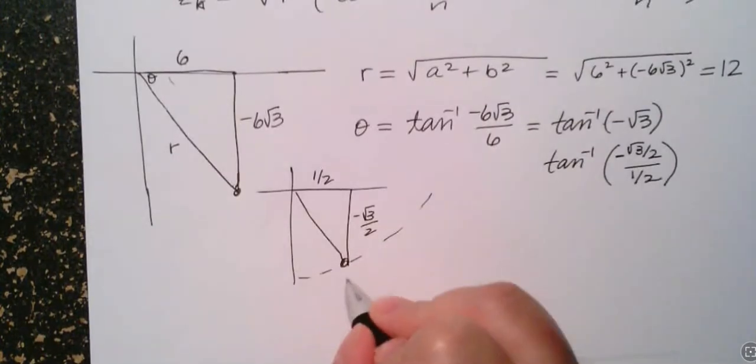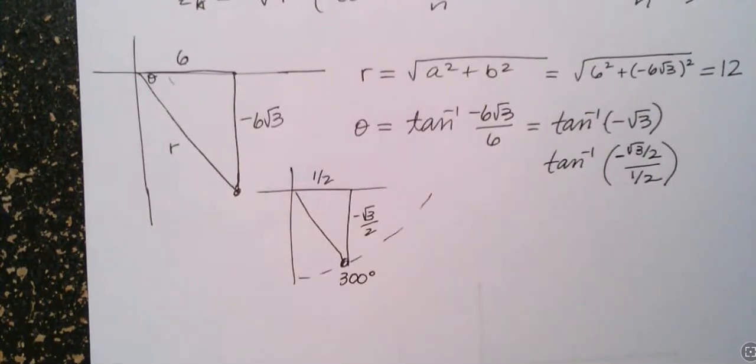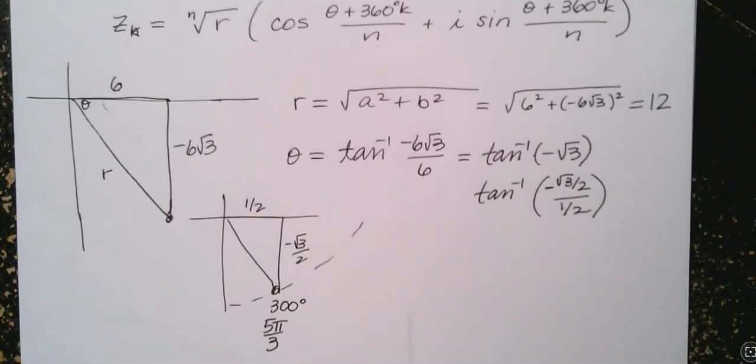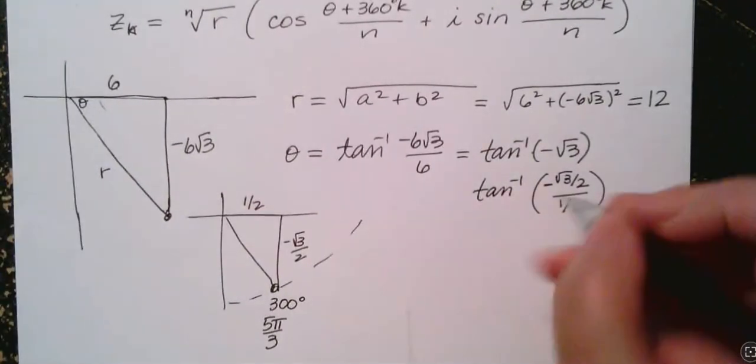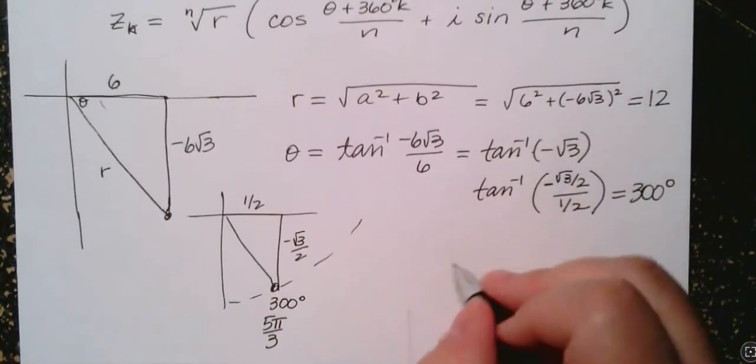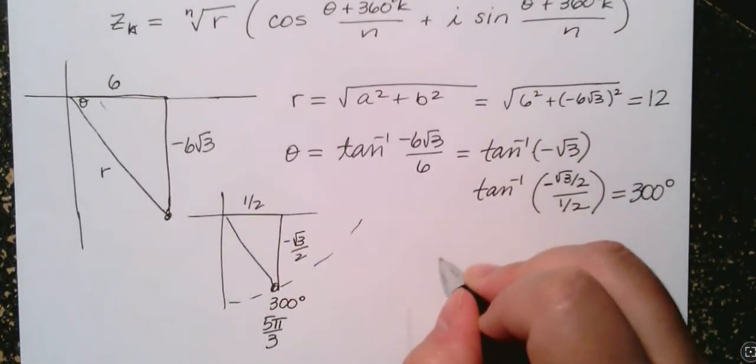It's 30 degrees from here. It's at 5 pi over 3, which is also 300 degrees. So we could say 5 pi over 3 instead. But again, I'm going to use degrees here just because I have to divide, and that's going to make it a little bit easier. So I wrote those in degrees. So my answer for my angle here is 300 degrees.